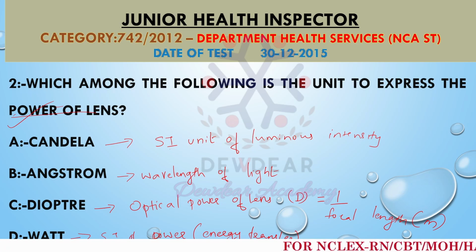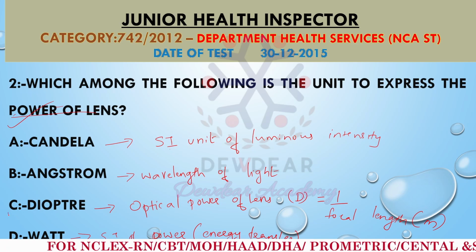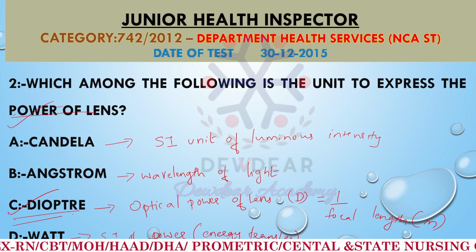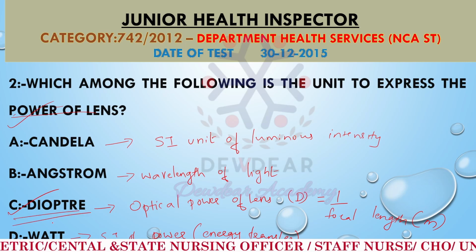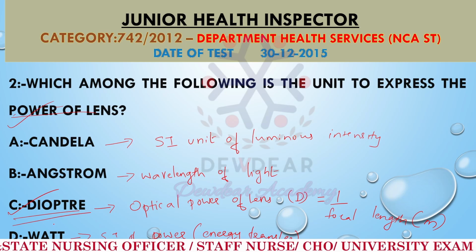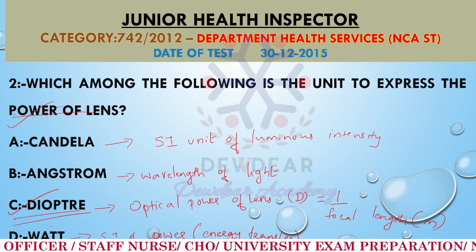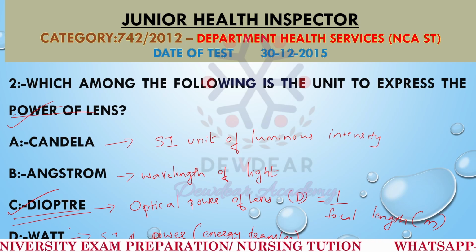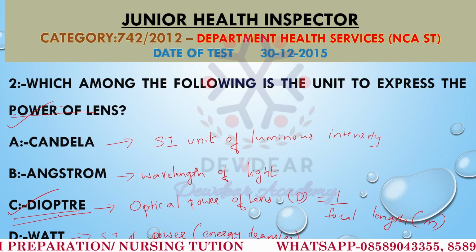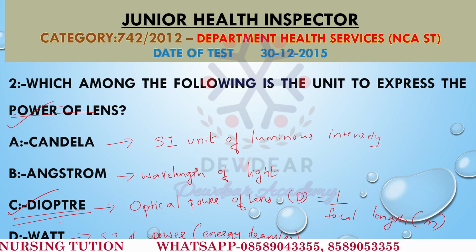So diopter is the correct unit to measure the power of the lens, as it specifically quantifies how strongly the lens converges or diverges the light. It shows how strongly the lens is converging or diverging the light, and so we can say this is the correct answer. Optical power of lens is expressed in diopter.